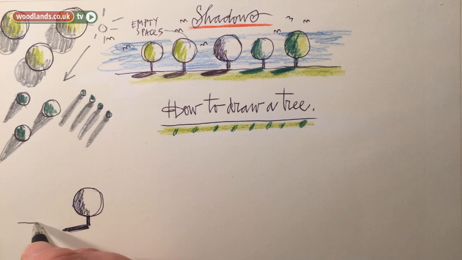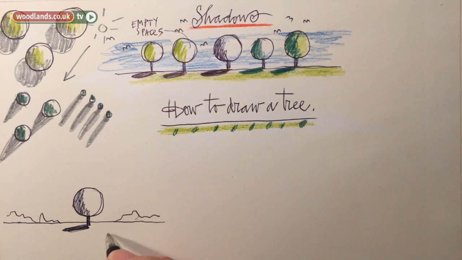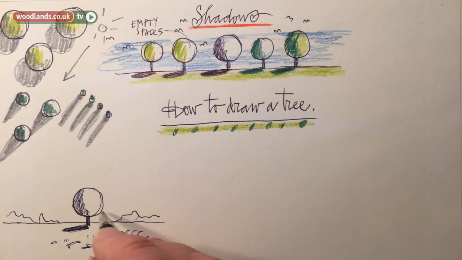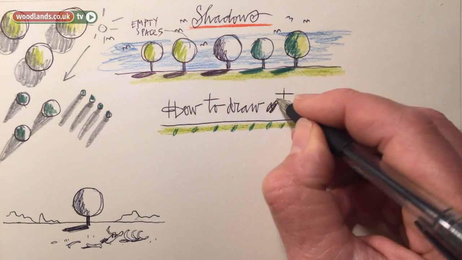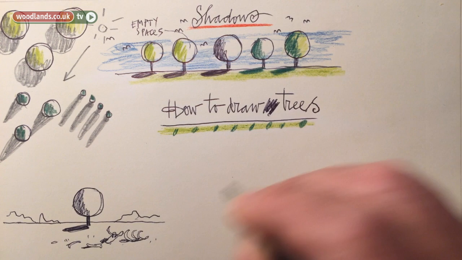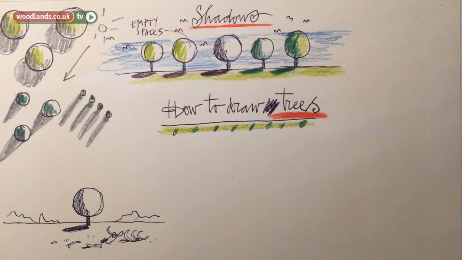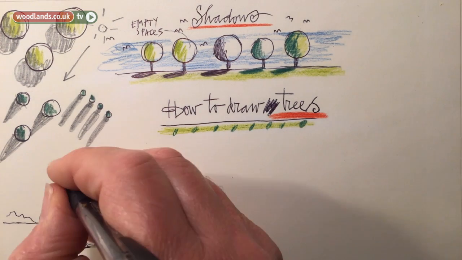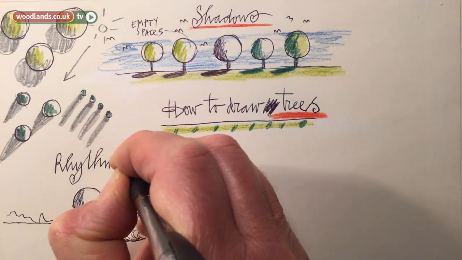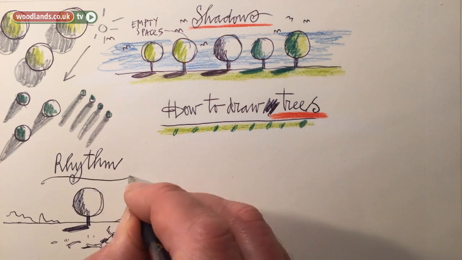When we draw a tree, we tend to do a single one, a poor little tree alone in the middle of nowhere. In nature, more often, we see a set of trees. For this reason, first of all, I'm going to change this title. How to draw trees. That's better. And then I'm going to write here the second magic word, rhythm.